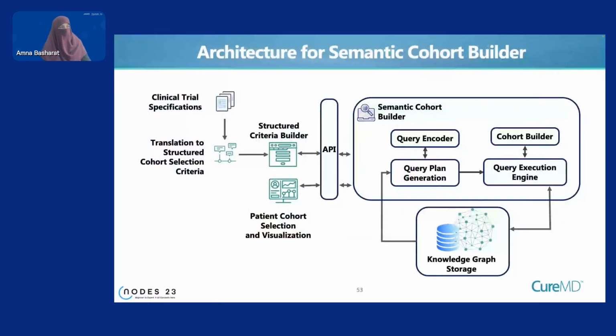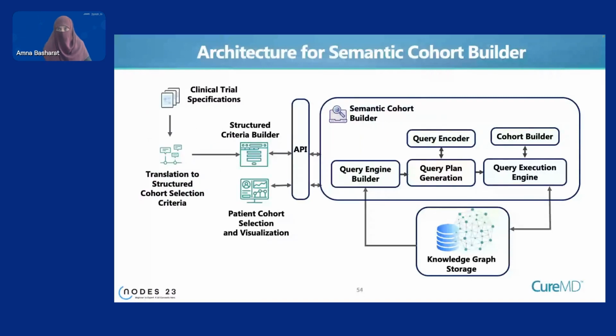So this is what we built. This was the architecture for the cohort builder, where we obtain clinical trial specifications in natural language, of course, because that's how they're published. And then we translate them into structured criteria. In our case, we use JSON for that translation. And then we pass it on to what we built as the cohort builder, where we have a query encoder and a query plan generation. It takes the JSON input and generates Cypher queries. The queries are executed on the knowledge graph, and then the cohort is retrieved against those patients which are mapped.